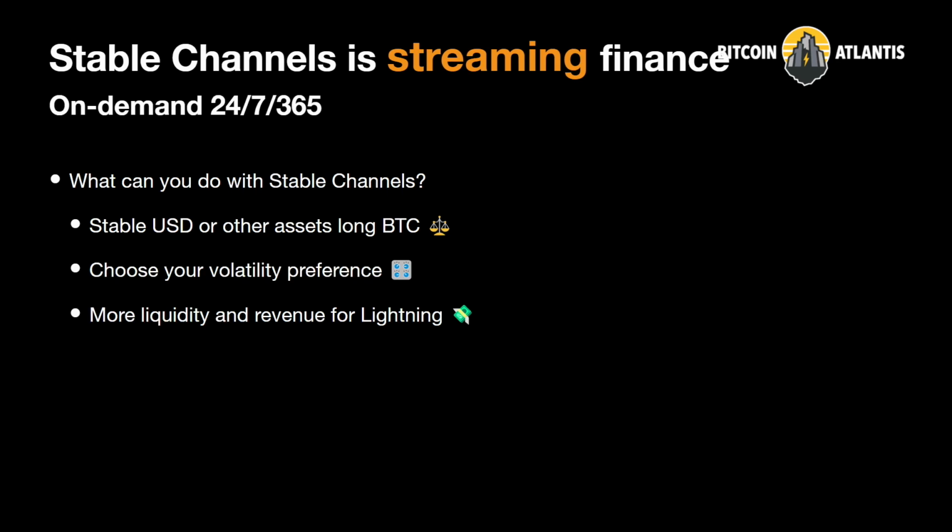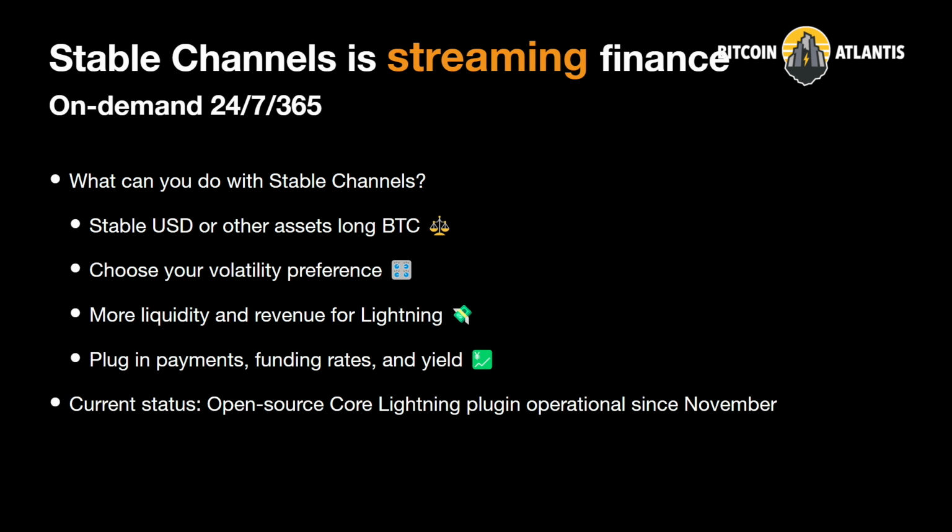I think that this can bring in a lot more liquidity and revenue for Lightning so that we can use Lightning as collateral for derivatives and not just as liquidity for routing. We can plug in payments, of course, and I think we can also plug in funding rates and yield. Normally, if you want to go leverage long with Bitcoin, you have to deposit your Bitcoin to an exchange, and then that exchange gives you an exchange rate, a funding rate, and margin trading rate that you have to pay. I think we can bring that to stable channels, and it's a way to give US dollar-denominated yield to node runners.